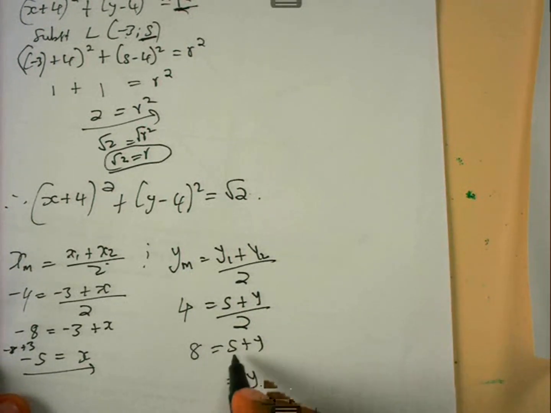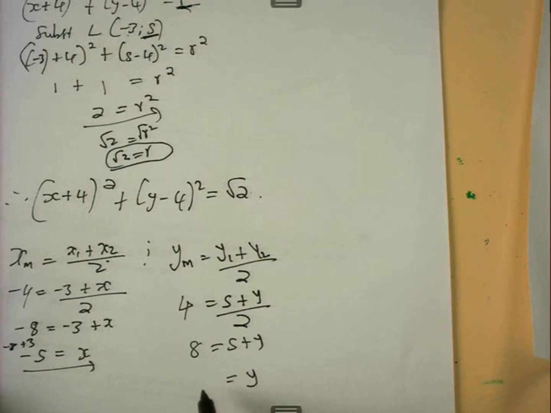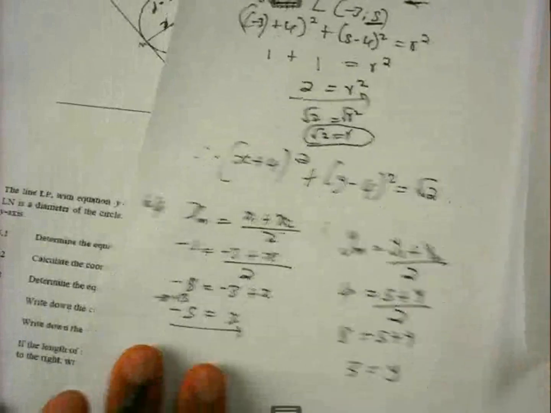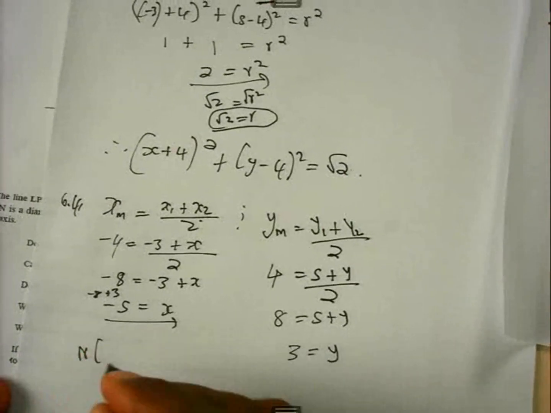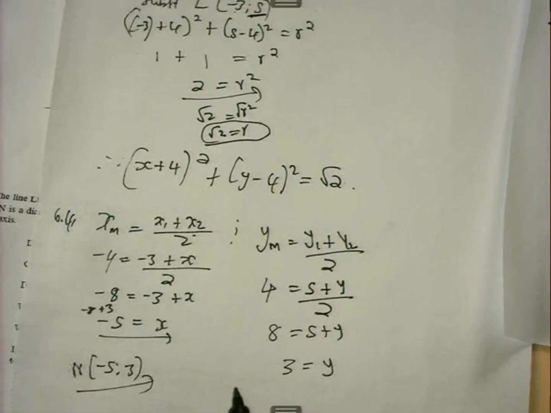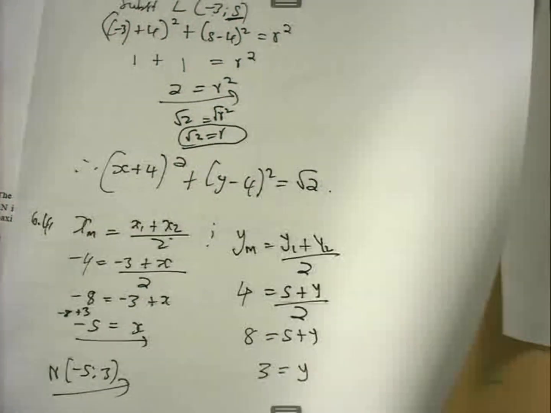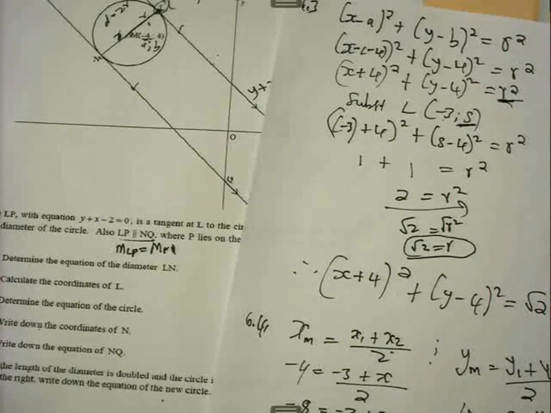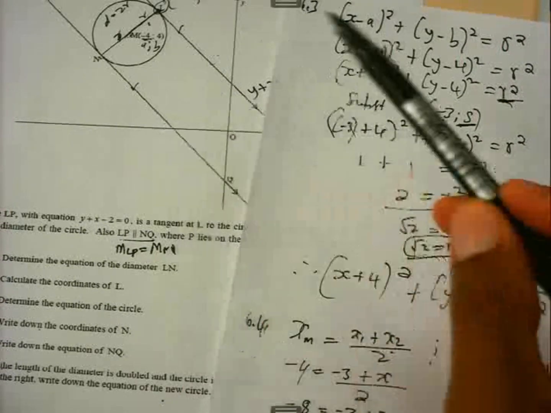It's equal to 8 minus 5. 8 minus 5 is then what? It is equal to 3. Therefore, the coordinates of N are minus 5 as well as 3. The x coordinate is minus 5 and the y coordinate is a positive 3. That is question 6.4.